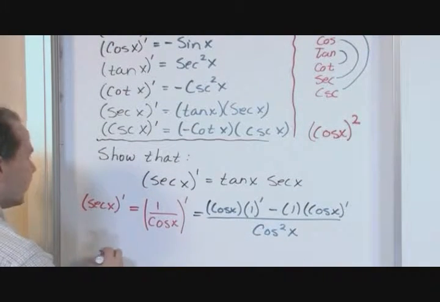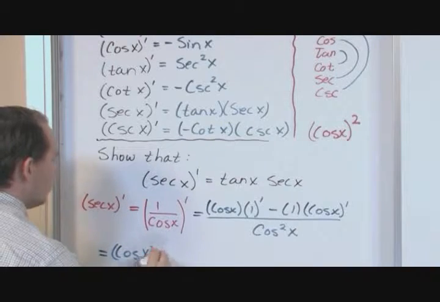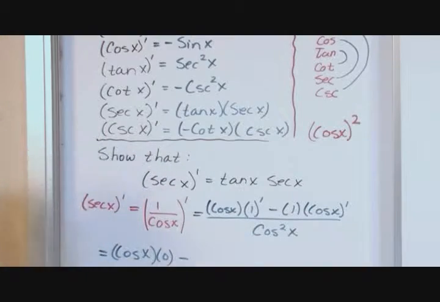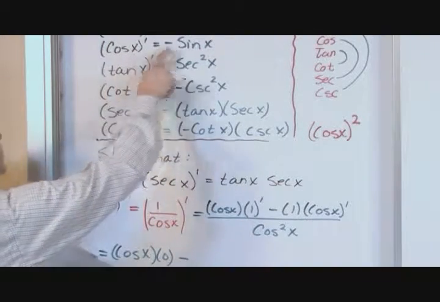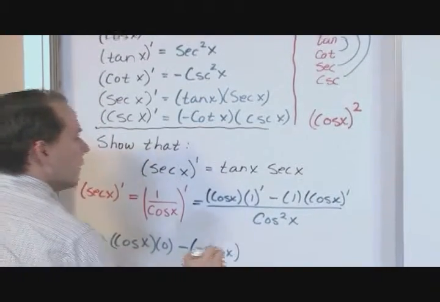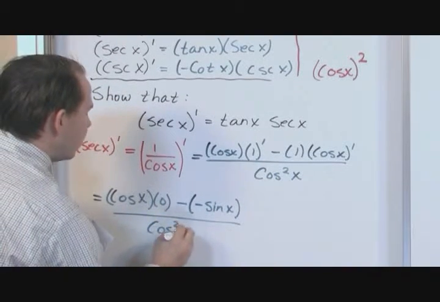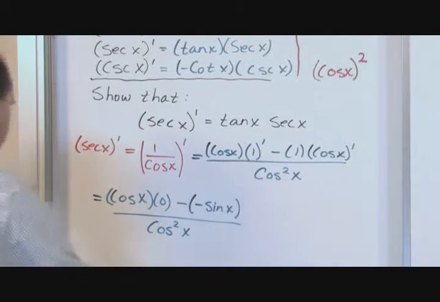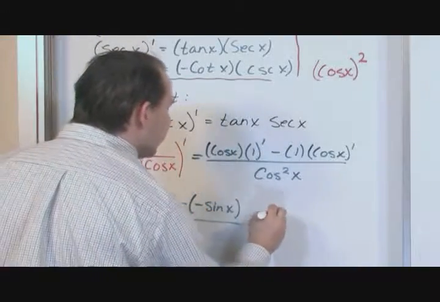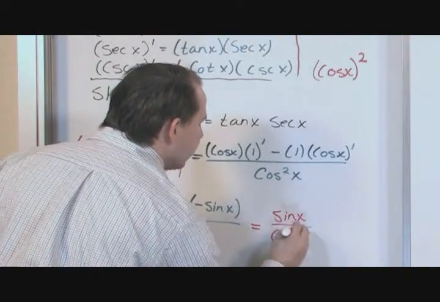So what we'll have is cosine. What is the derivative of 1? Well, that's just 0, so we'll just leave it like that. Next, we have 1 times the derivative of cosine. We go back to our table: the derivative of cosine is negative sine. So we say negative sine of x. And on the bottom, we're going to have cosine squared x. All right, so let's simplify that here. On the top, negative times negative is positive, so we'll have sine of x over, on the bottom, cosine squared of x.